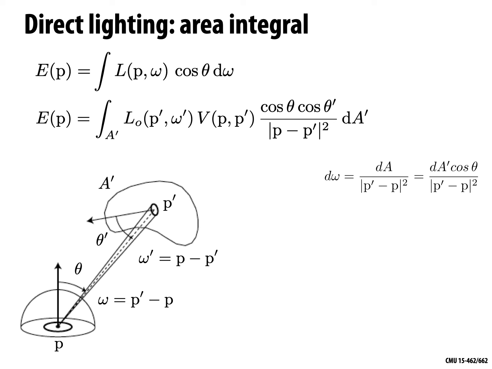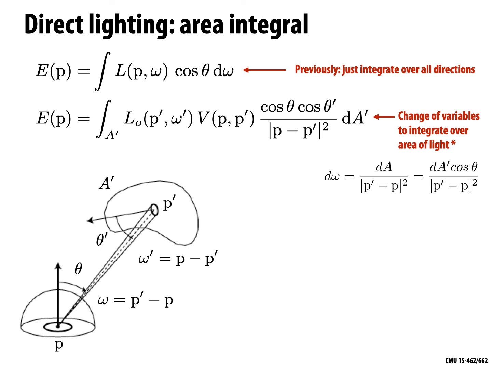How do we do it for our area light? Well, in general, let's imagine, again, we have the same setup. We have a point in the plane, and we have an area light source, this funny shape up above the plane. And rather than integrating over the hemisphere, we're just going to integrate over the light itself. So we're going to replace this integral at the top, which was integrating over all incoming directions, with this second integral, which is going to integrate over the light source itself.